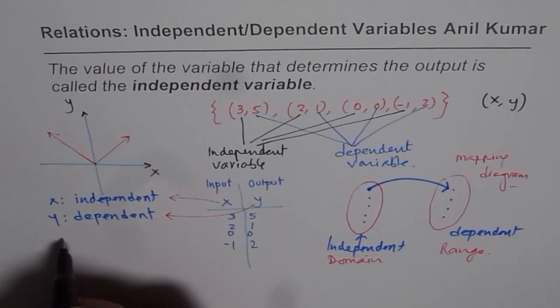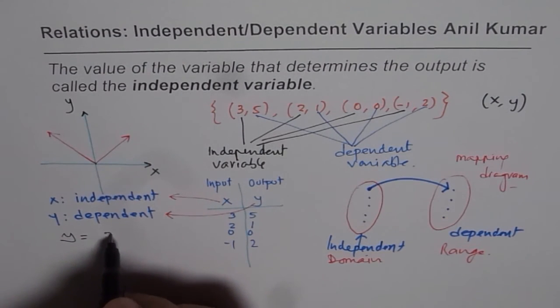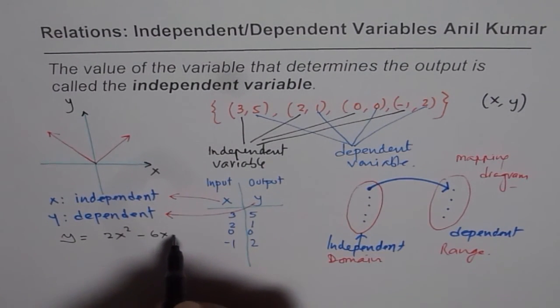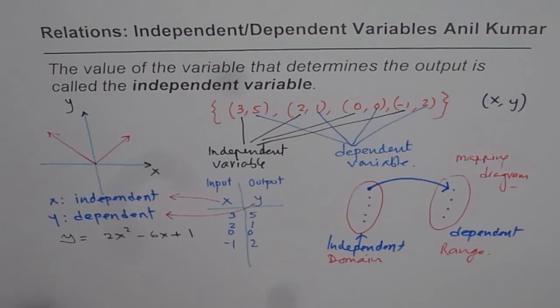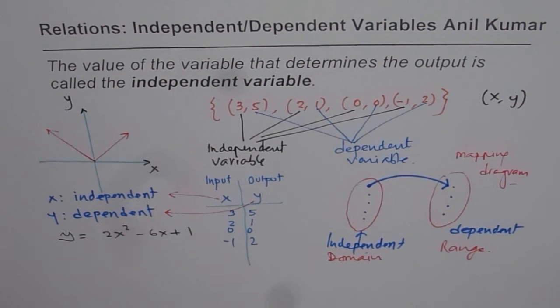You will also have an equation. For example, the equation is y equals 2x squared minus 6x plus 1. In this case again, y represents the dependent variable and x is the independent variable. For different values of x, we'll have different values of y, and the value of y will be dependent on the value of x. So that is how, from different ways in which we can represent a relation, you can figure out what is the independent and what is the dependent variable, what is the domain and what is the range of the relation. I hope that helps. Thank you and all the best.